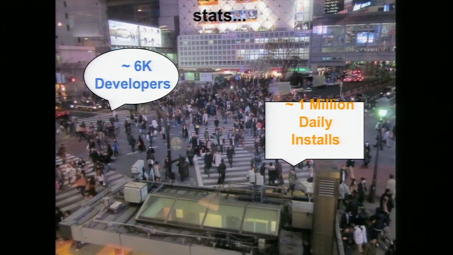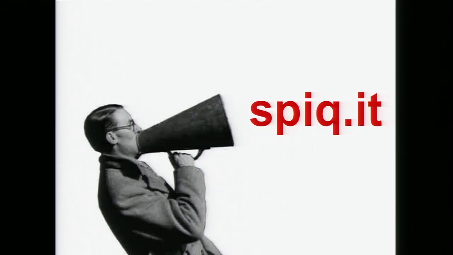So a little bit of stats. Right now, we're estimating browser extensions at about 20 to 30 million installs per day worldwide for all extensions. With our framework, we see about 1 million. We have 6,000 developers, who basically make extensions that are getting downloaded 1 million per day.